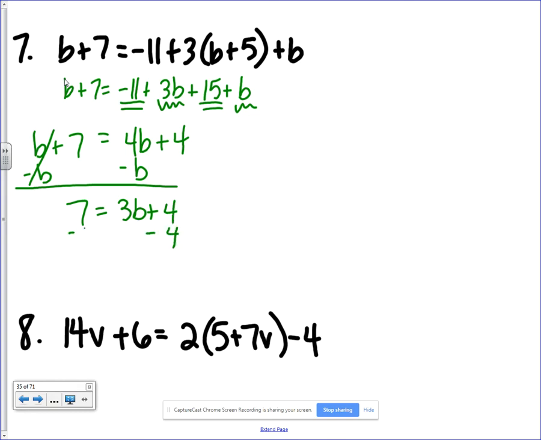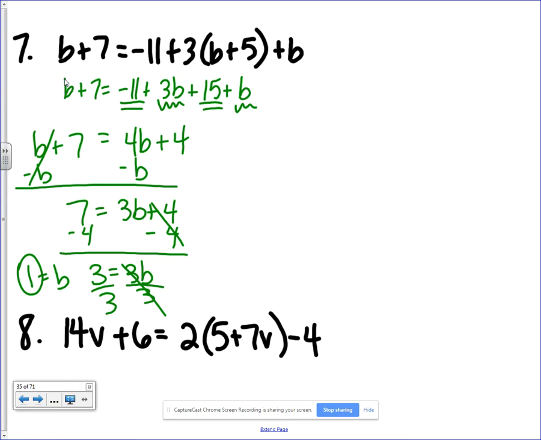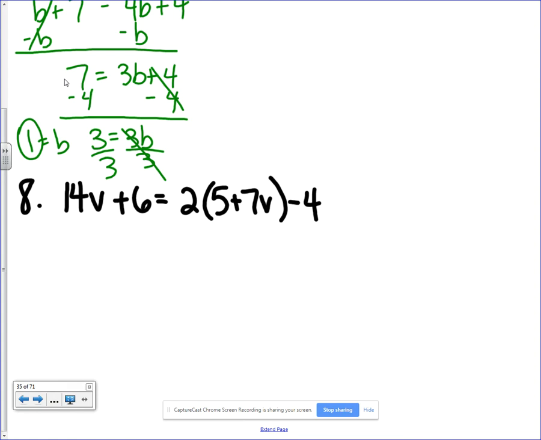Get rid of that 4. Divide by the 3, and I get that b is 1. All right, you pause it. Stop this video. Distribute, combine, see what you get. When you're done, unpause it and see how your work compares to my work.